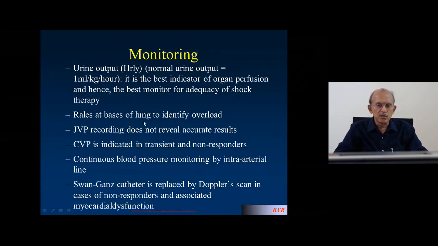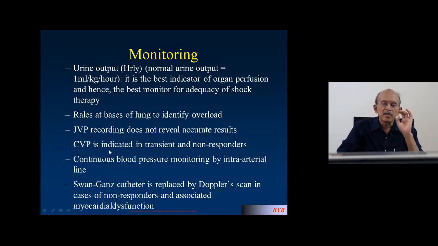Examine the rales at the base of the lungs. Crepitations of the lungs mean there is overload in the lungs. Similarly, jugular venous pressure recording does not reveal accurate results. This was done previously. In case of CVP, that means central venous pressure monitoring is indicated in transient and non-responders. Of course, I will tell about these things later. Then continuous blood pressure monitoring by intra-arterial line. Swan-Ganz catheter monitoring is replaced by Doppler scan.